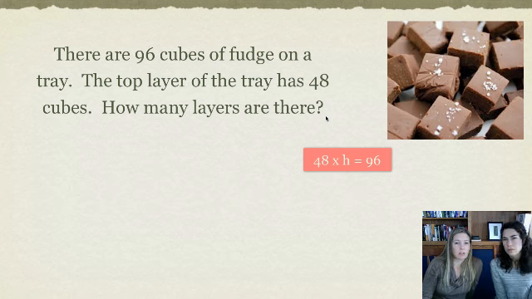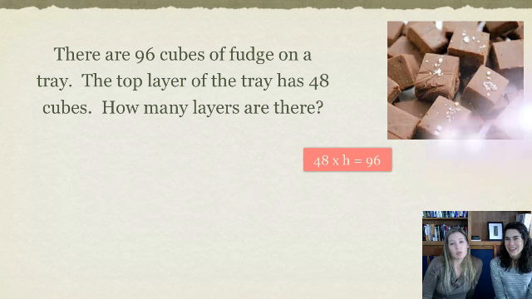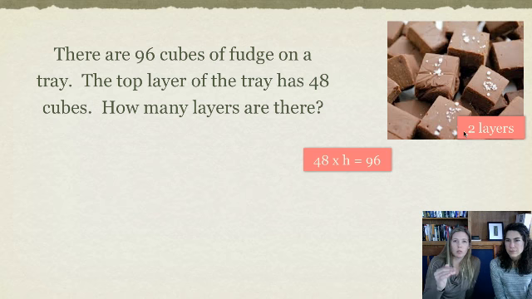I don't know that for sure, but I can guess. 48 is close to 50. 50 times 2, I know, is 100, which is really close to 96. And we're not going to give you a problem that's not going to work out perfectly. So I would try out 2 first, and that is actually the correct answer. So 48 times 2 gave us 96, so there are actually 2 layers of fudge.